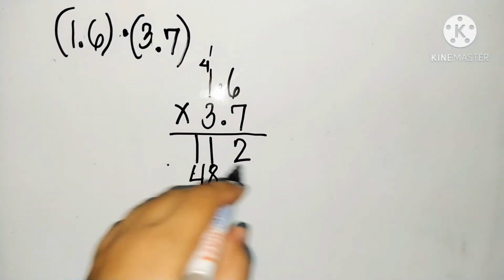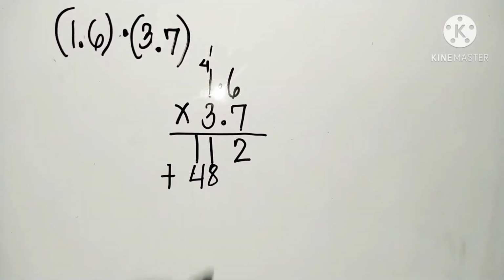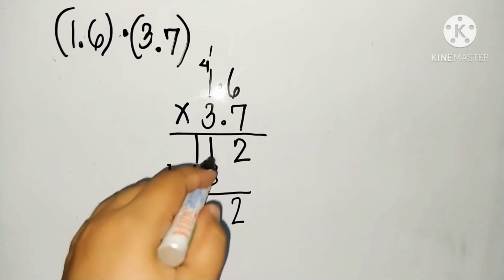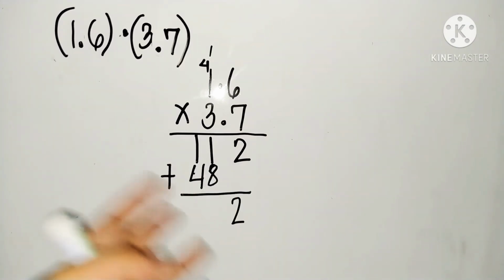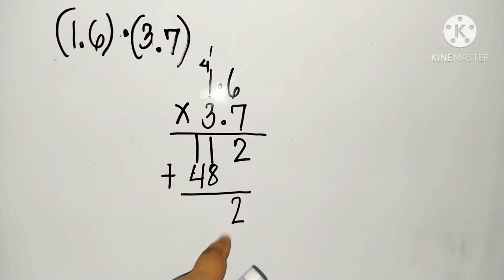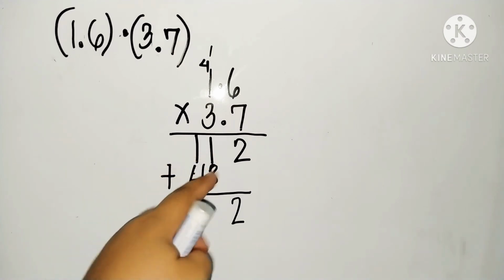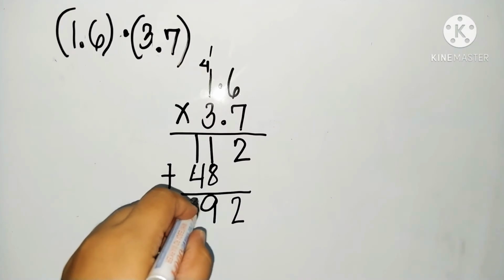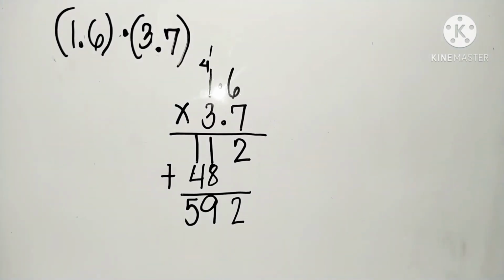And then, after multiplying, we add. So, magiging bring down 2. Since wala naman tayong i-add sa 2, which is 0. So, 2 plus 0 naman yan is 2. So, just bring down 2. 1 plus 8 is 9. And then 1 plus 4 is 5. So, we have 592. Pero wait, hindi pa yan yung ating final answer.